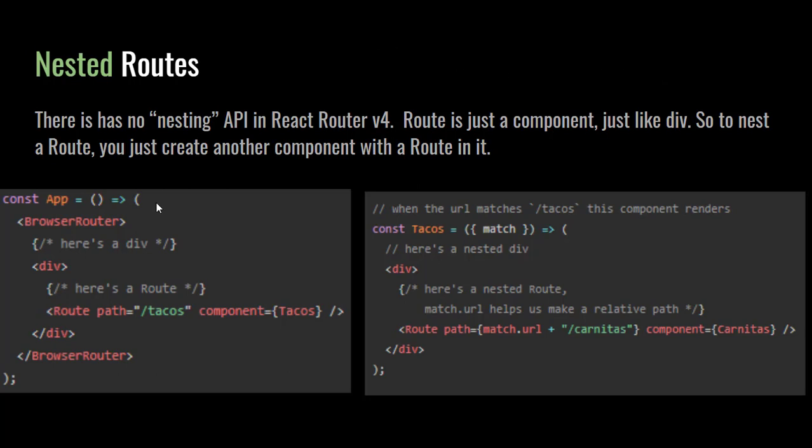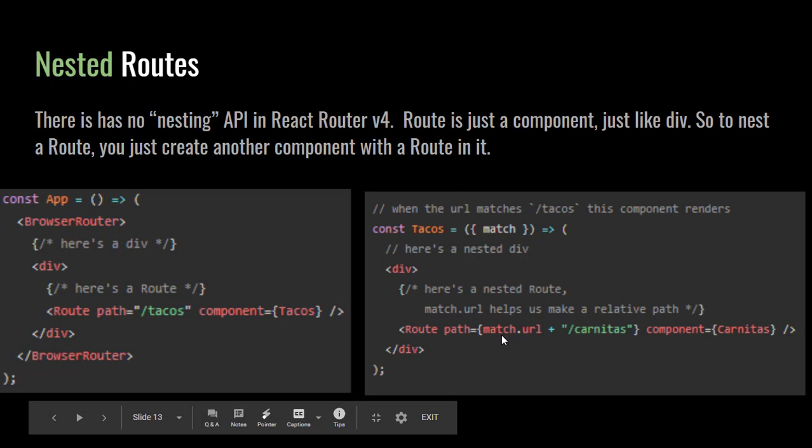So if you have a BrowserRouter in your app, you have a route path to tacos. I feel like a taco right now. We have a taco component, and when it matches taco, it loads a functional component called Tacos. And inside of that, we have the match. And again, we do another nested route inside of that.